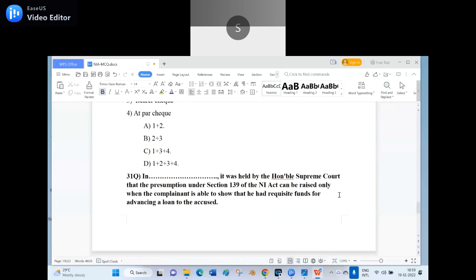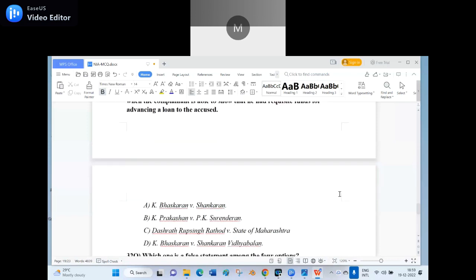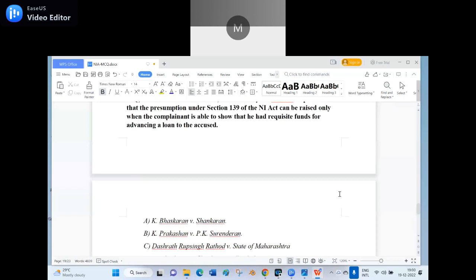31st question. It was held by the Honorable Supreme Court that the presumption under Section 139 of the NI Act can be raised only when the complainant is able to show that he had requisite funds for advancing a loan to the accused. It is observed in the case of A. K. Bhaskaran versus Shankaran, B. K. Prakashan versus P. K. Sundaran, C. Dashrath Roop Singh Rathod versus State of Maharashtra, D. K. Bhaskaran versus Shankaran Vidya Balan. In which case law it is decided?